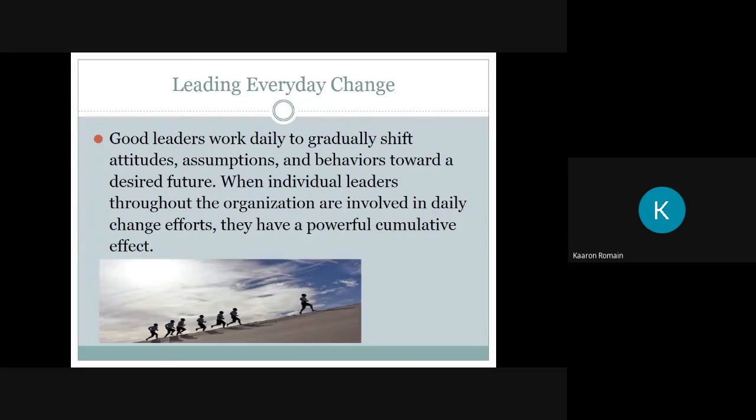Leading everyday change. Good leaders work daily to gradually shift attitudes, assumptions, and behaviors towards a desired future. When individuals and leaders throughout the organization are involved in daily change efforts, they have a powerful cumulative effect. As you can see in the slide, there is a picture with the leader in front. He's leading by example. He's gradually shifting his attitudes, his assumptions, and his behaviors, and his employees are following suit.